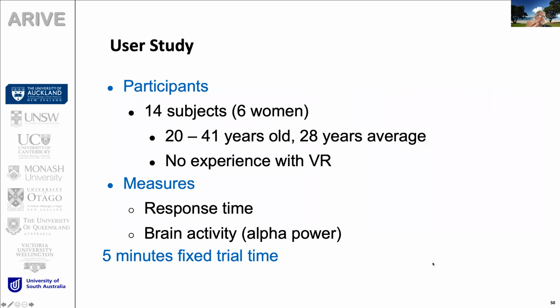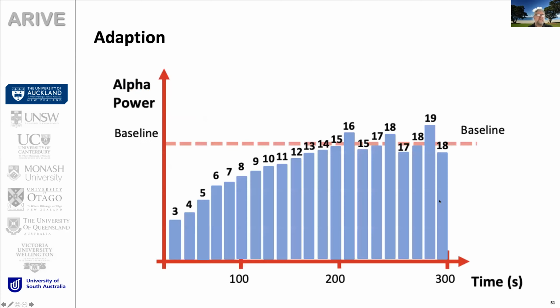So we had 14 subjects. They didn't have any experience in VR. We would measure their response time and also measure their brain activity. This is calculated by the alpha power from the raw EEG data. And people did the task for 5 minutes, and each, I think it was 30-second trials. I can't remember how long the trial was, but after each 30-second trial, we would stop and calculate the alpha power, and then we would change the complexity of the trial for the next one and keep on going. So this is basically how it would go.